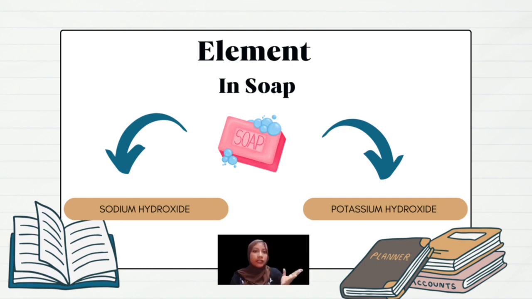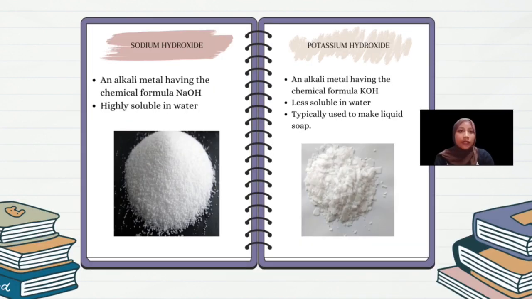Next is element in soap. Like you see, in soap we have two elements, that is sodium hydroxide and potassium hydroxide. Now, let's check this out about these two chemicals. Let's begin with sodium hydroxide first. Sodium hydroxide is an alkali metal having the chemical formula NaOH. This chemical is highly soluble in water, so mainly we use this chemical to make a bar soap.